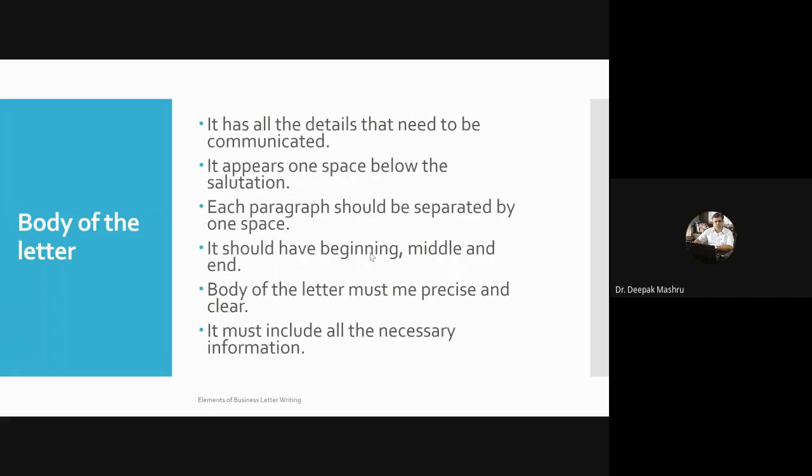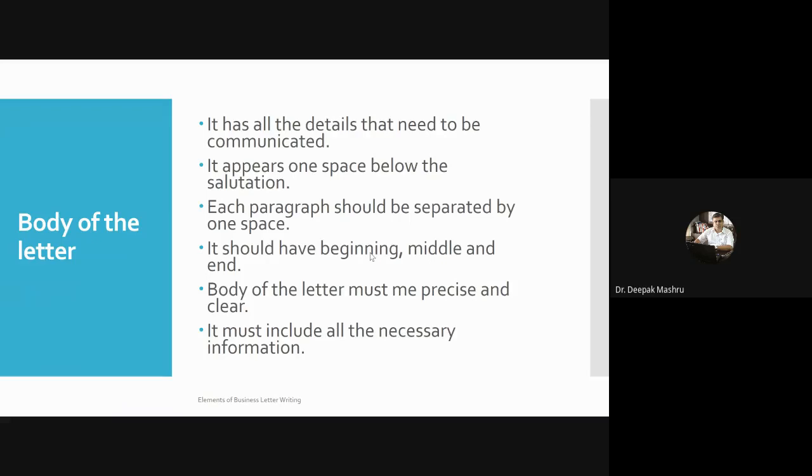The body of the letter is divided into three parts: introduction, main, and conclusion. You can write the body in three paragraphs, or it can be one paragraph, whatever suits you. We need to talk about the reference, what the main purpose is, and we expect that the matter will be considered and you will get a reply. It has all the details that need to be communicated. It appears one space below the salutation.